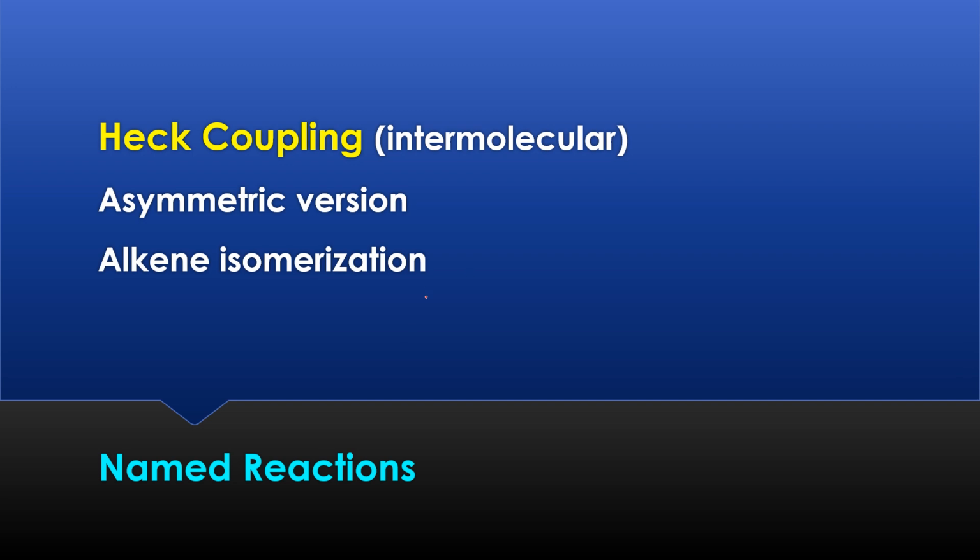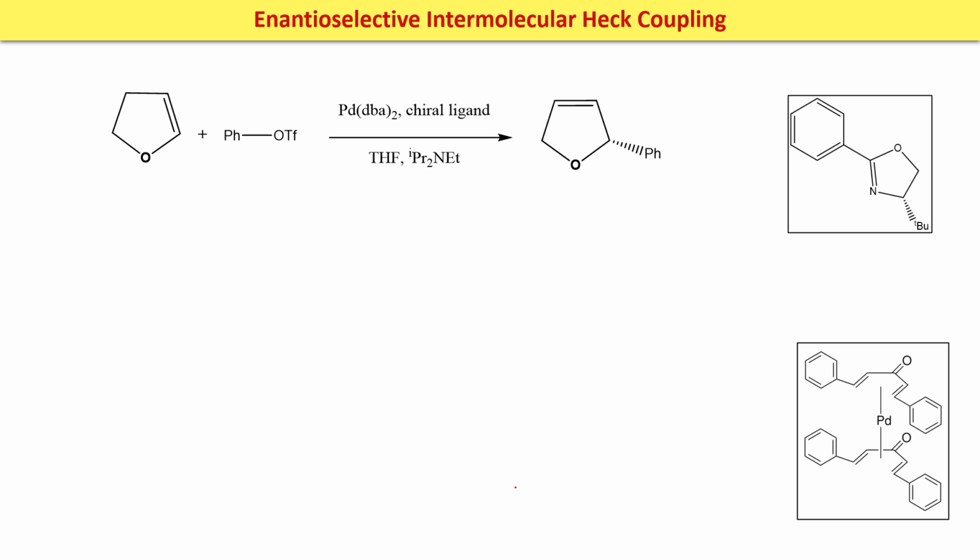Everyone. Heck coupling, intermolecular, and under this heading we are going to discuss the asymmetric version, an example, and alkene isomerization. But before watching this video, I will request you to watch part 1 of intermolecular Heck coupling, where I have discussed the mechanism, regioselectivity, E-selectivity, all these features. So it will be helpful if you watch the first part, then watch this next part, which is part 2. So let's start. Enantiomer selective version of Heck coupling.